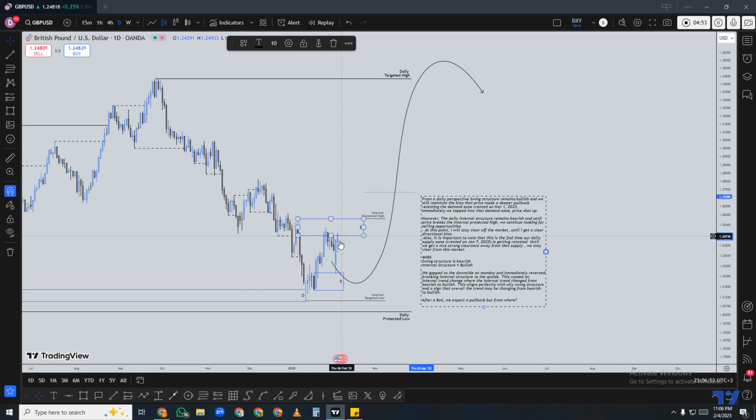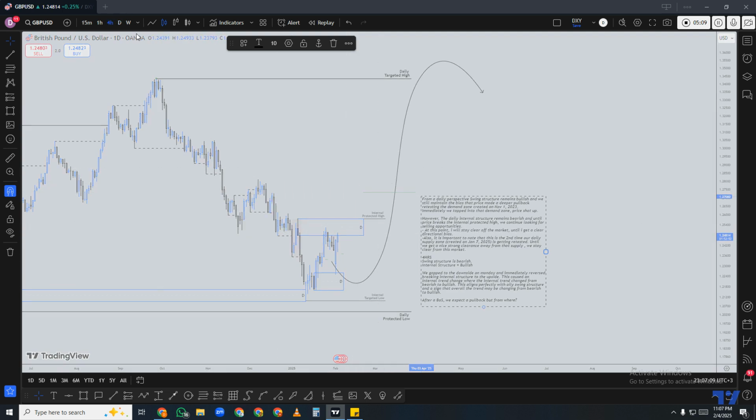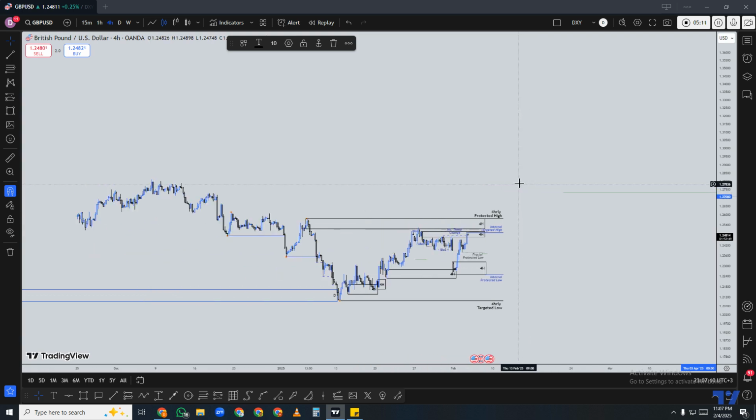Right now we are stuck in between the buyers and the sellers, so I don't have a clear directional bias as of yet. So now moving on to the 4 hours.